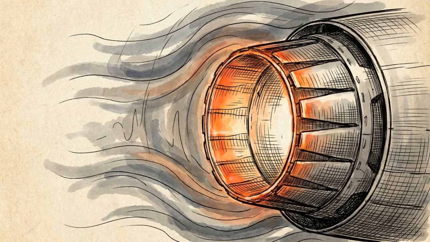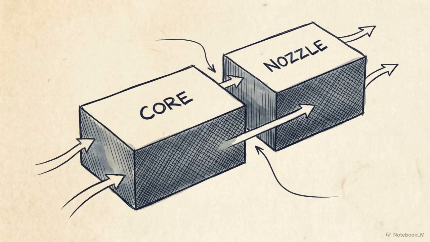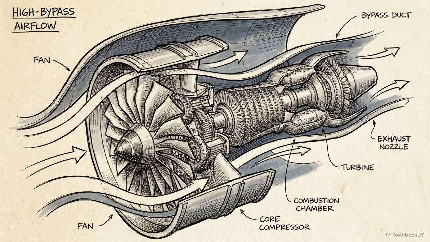To stop throwing away thermal and kinetic energy in the exhaust wake, aerospace engineers had to decouple the gas generator core from the propelling nozzle. They needed a mechanism to increase the mass of the accelerated air without forcing it through the combustion chamber.